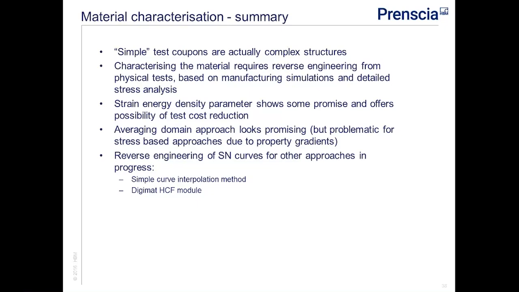Next point I'd make is that the strain energy density parameter does look quite promising. One of the features of this that's quite nice is that if it does work well, we should only have to test one orientation, and we could test molded coupons. So that would offer the possibility of considerable cost reduction when it comes to characterizing the material.